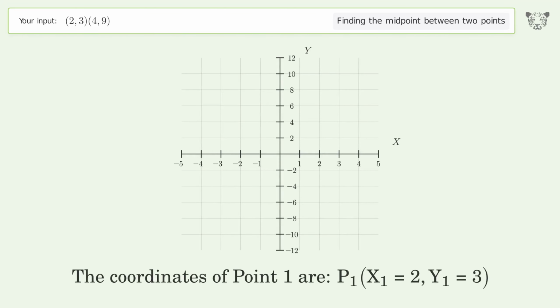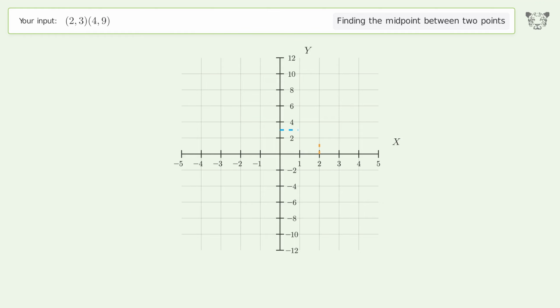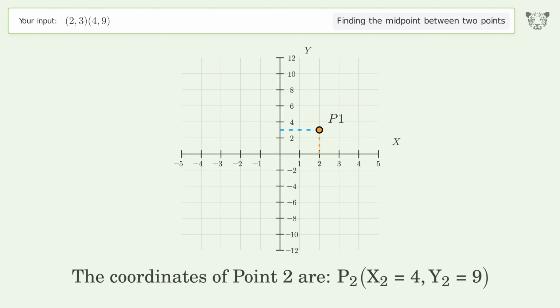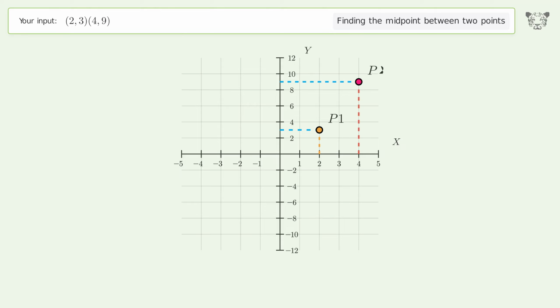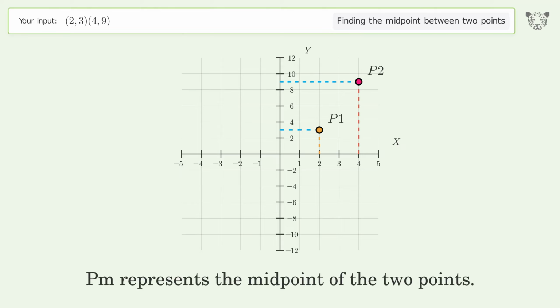The coordinates of point 1 are x1 equals 2, y1 equals 3. The coordinates of point 2 are x2 equals 4, y2 equals 9. PM represents the midpoint of the 2 points.